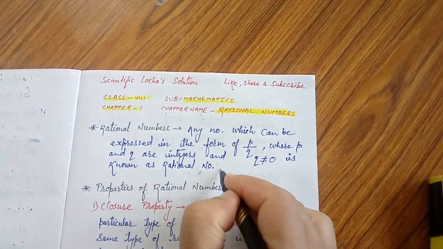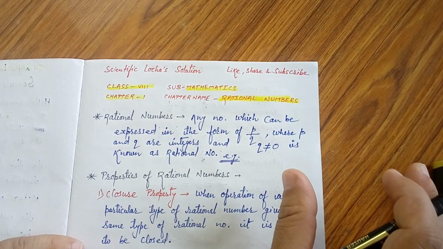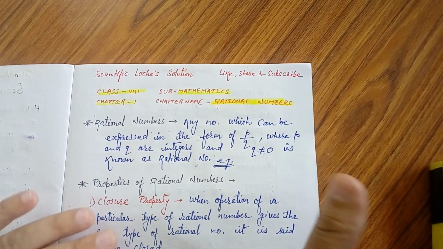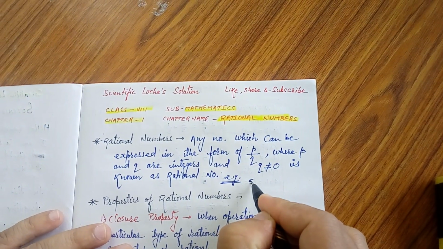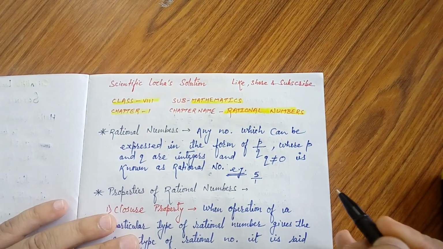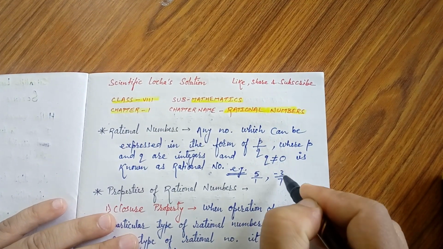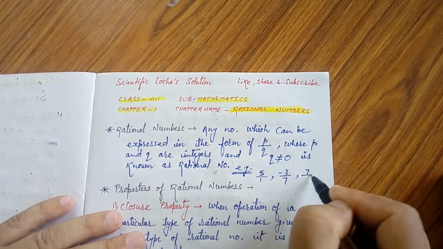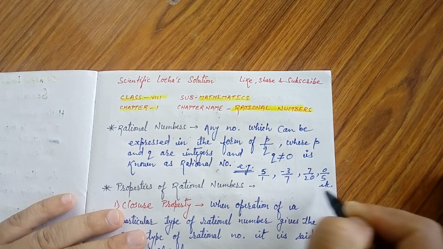Examples are, we can take many examples: natural numbers, whole numbers, and integers. Any number which is in the form of P by Q are example of rational number. For example, 5. 5 is a rational number because it has 1 in its denominator hidden in it. That is 5 by 1. Minus 3 by 7 is a negative rational number or negative fraction. 7 by 20, 0 by 5, etc.